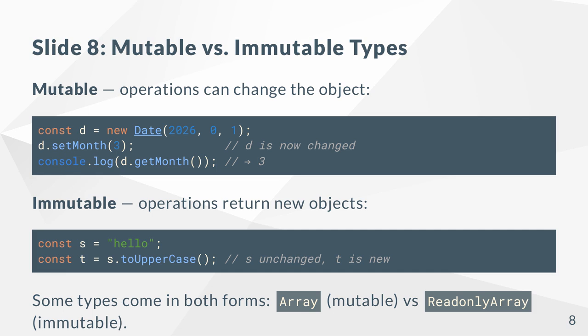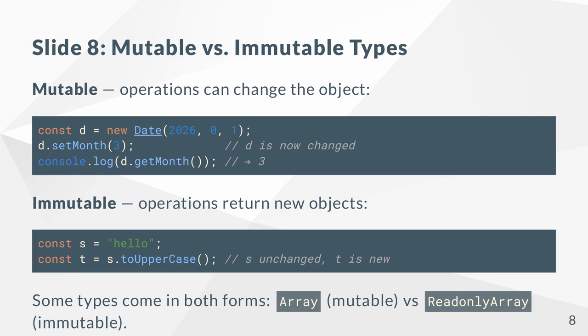ADTs come in two fundamental flavors: mutable and immutable. A mutable type is one where operations can change the object itself. For example, the date type in TypeScript is mutable. If you create a date for January 1st, then call setMonth to change it to April, the same object now reports April when you ask for the month. The object has been modified in place.